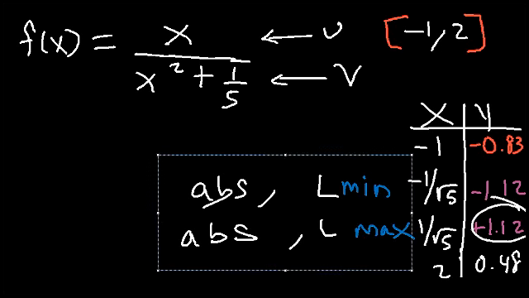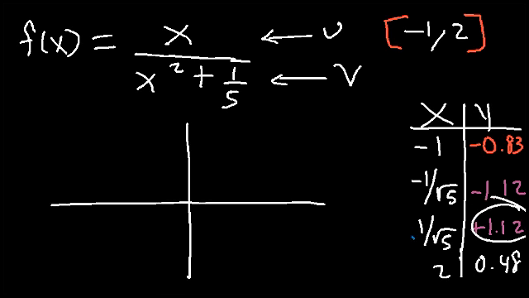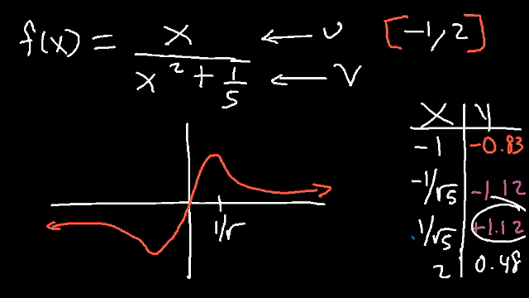Now if you were to draw a graph, if you were to sketch it, it looks something like this. Initially it decreases, and then it increases, and then it decreases again. So here's the local max at 1 over root 5, and here's the local min at negative 1 over root 5.